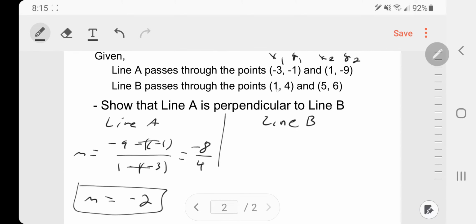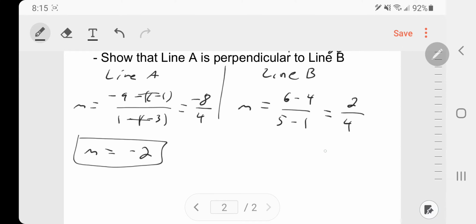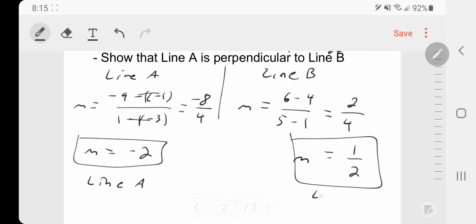Then I need to do the same for line B: x1, y1, x2, and y2. We have 6 minus 4 on top, and then 5 minus 1 on the bottom. 6 minus 4 gives me 2, and 5 minus 1 gives me 4. When I reduce that, it gives me 1/2. m equals 1/2. So again, slope of line A, slope of line B.